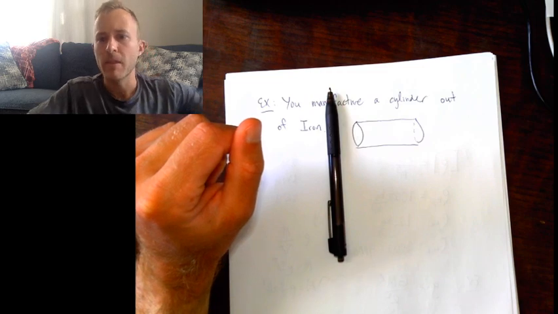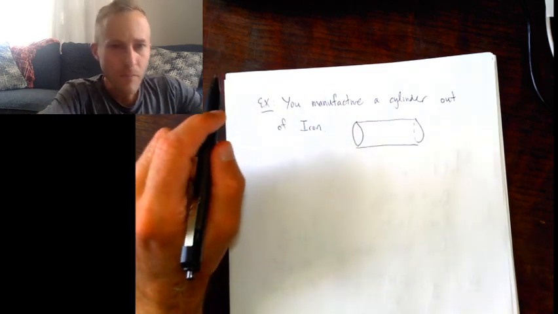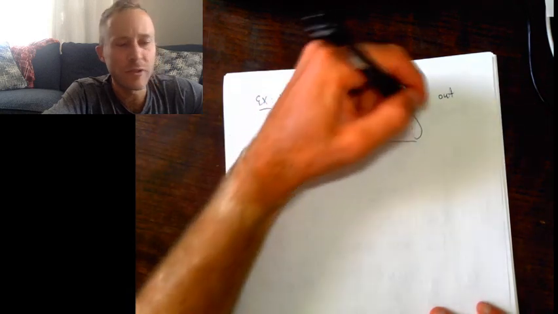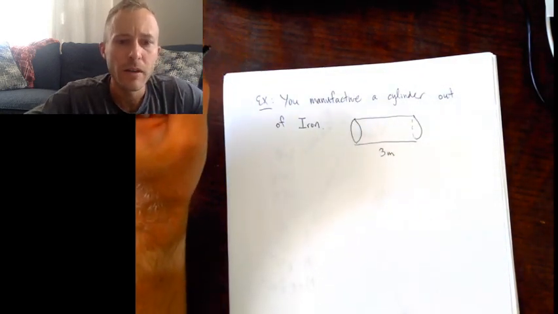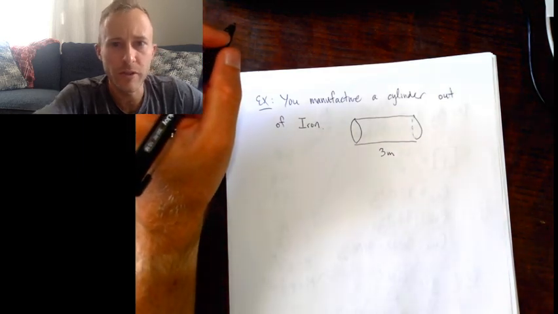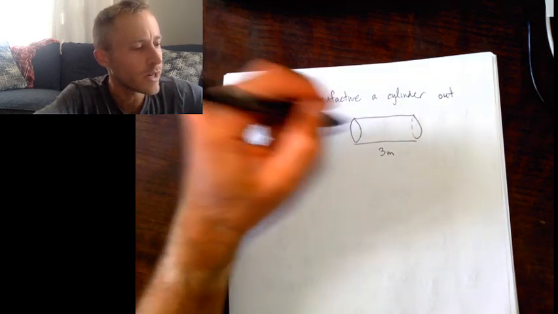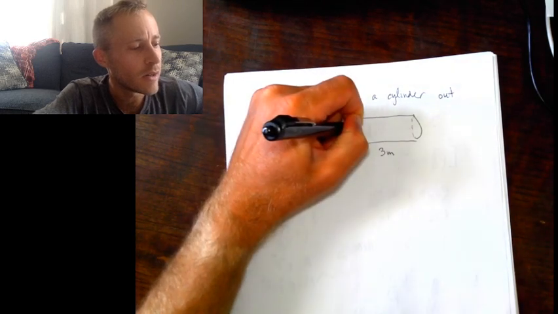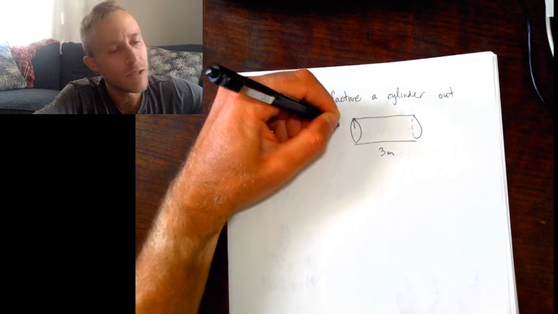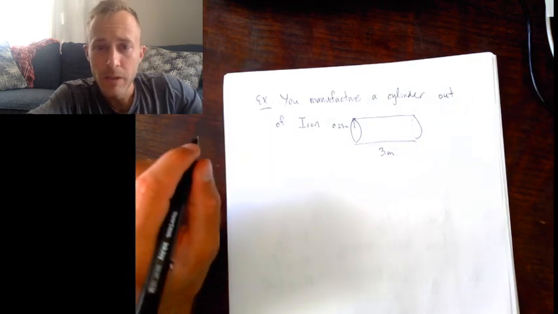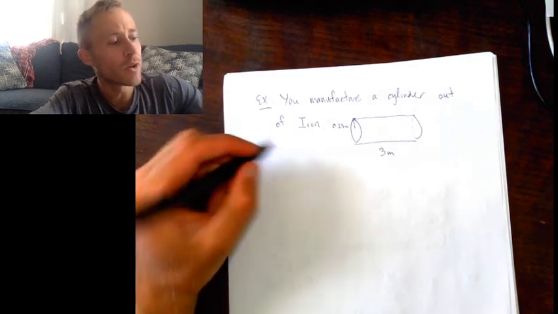Okay. So let's suppose that the cylinder is 3 meters long. And let's suppose that the cylinder has a radius of 0.25 meters. Okay? So what I'm going to do is I'm going to look up the density of iron.